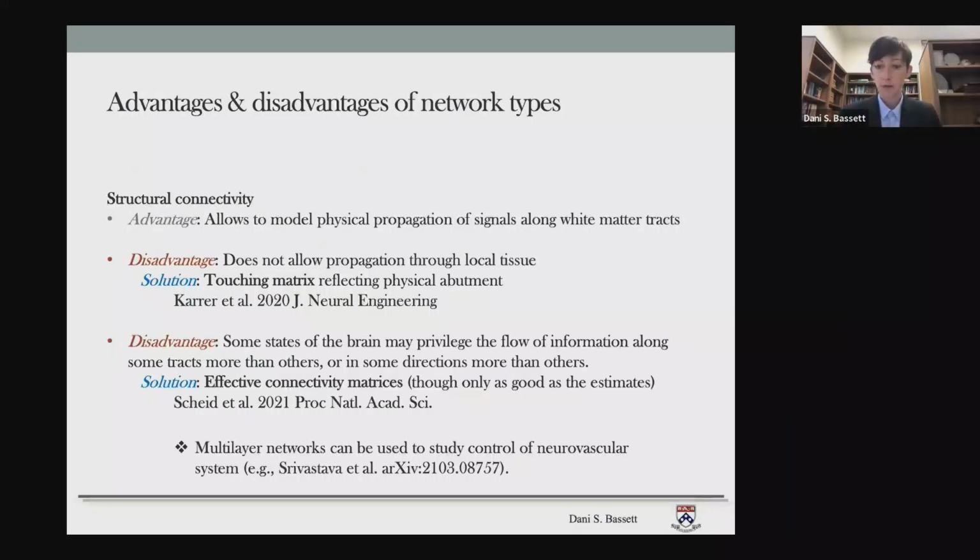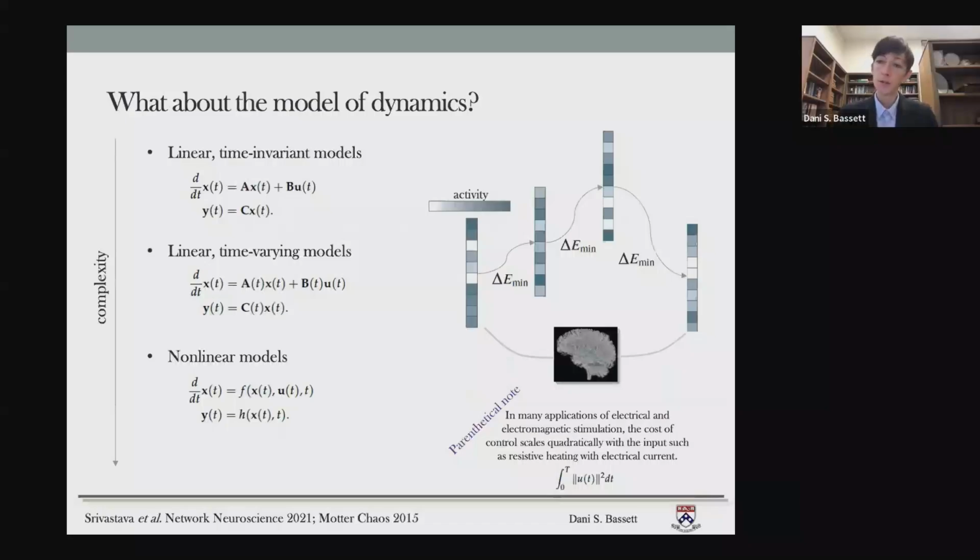2021 in the Proceedings of the National Academy of the Sciences. I'll also note that multi-layer networks can be used to study control as well, so we could move beyond a single network and study multi-layer networks for the control of neurovascular systems, for example. Now, let's turn to the second input.